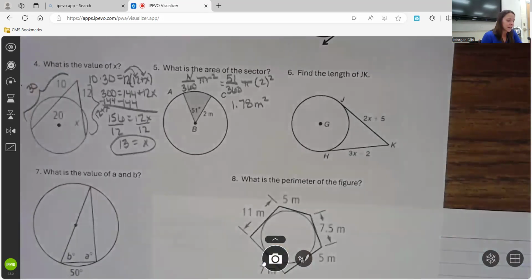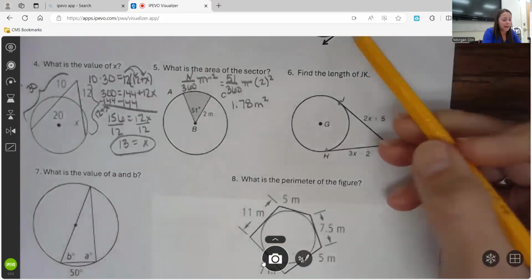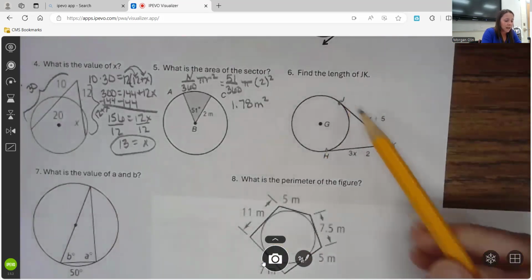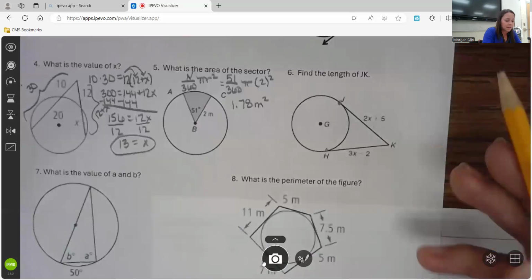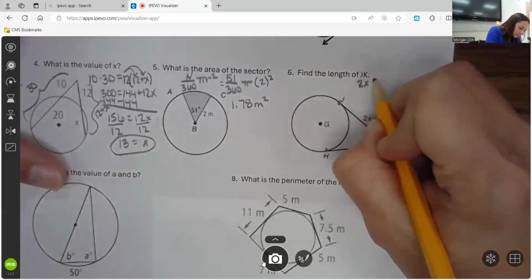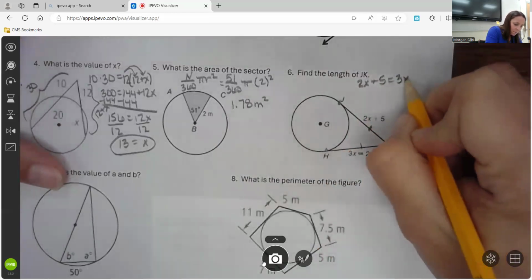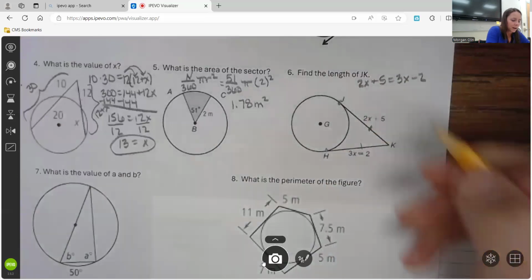All right, now number 6, anytime I have tangents, and unlike number 3 which had angles, but when I have tangents and it's segments right here, these two are equal to one another. So we set them equal. 2x plus 5 equal to 3x. That should be a minus right there. Minus 2. All right, let's go solve.